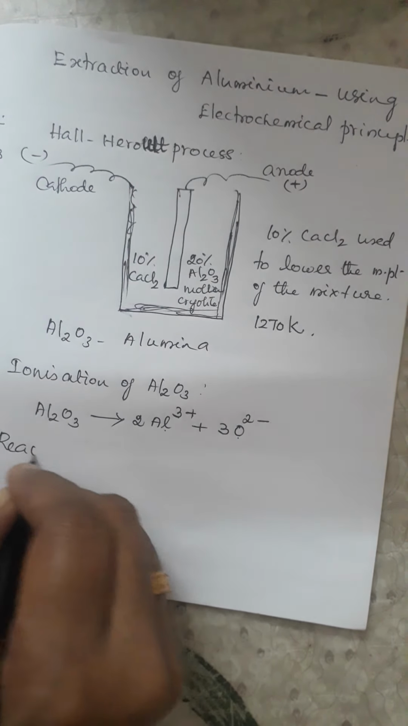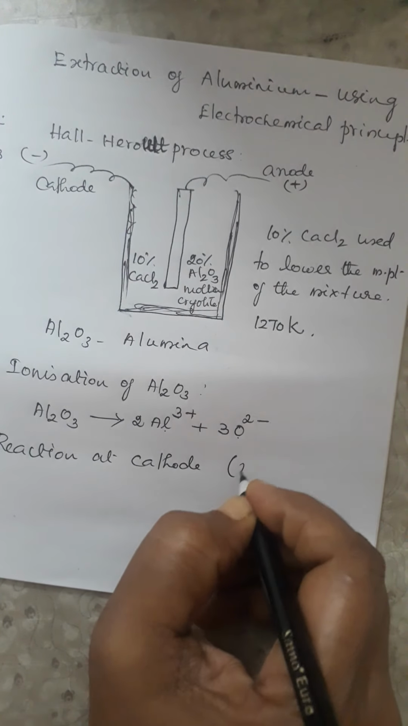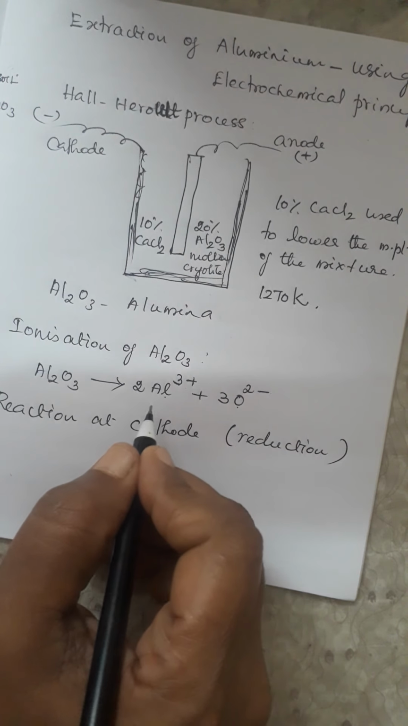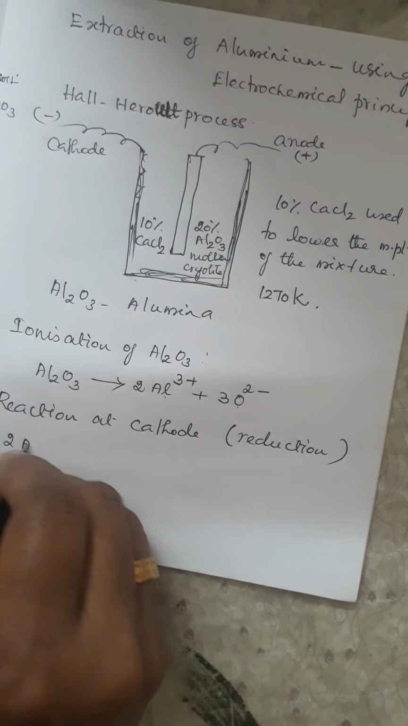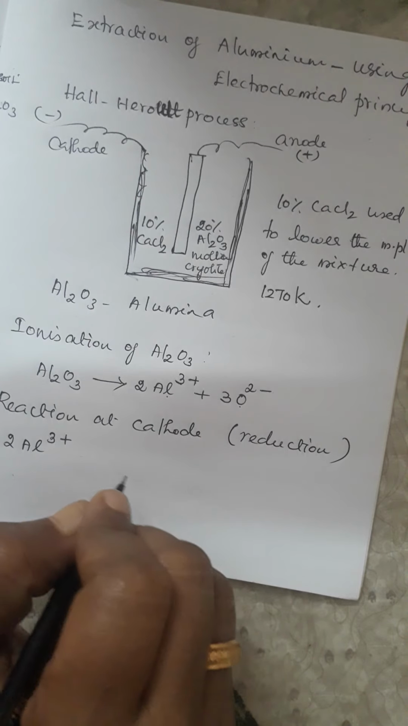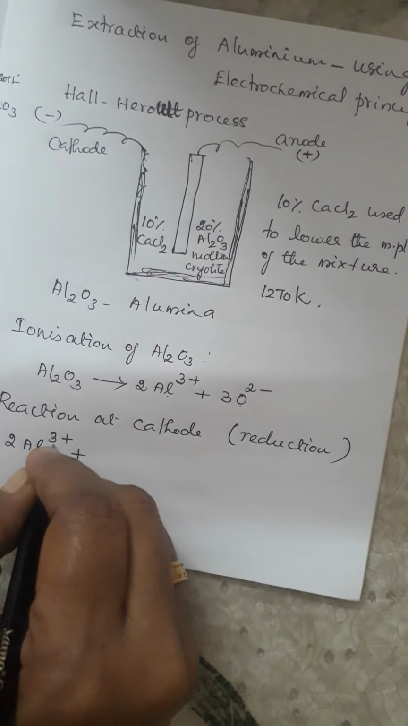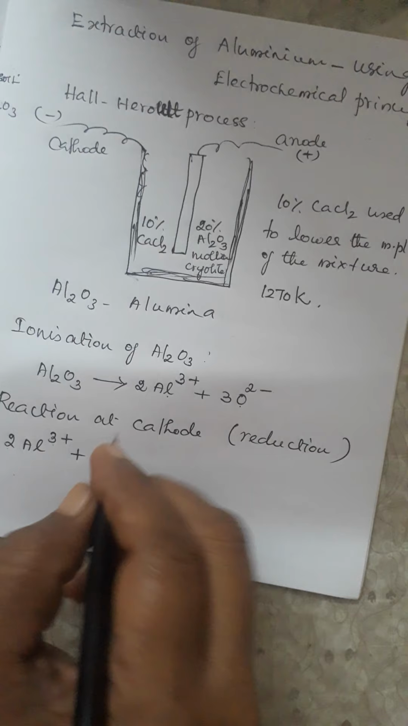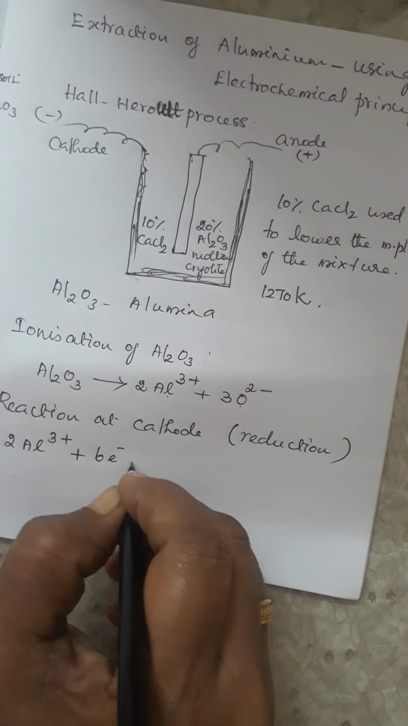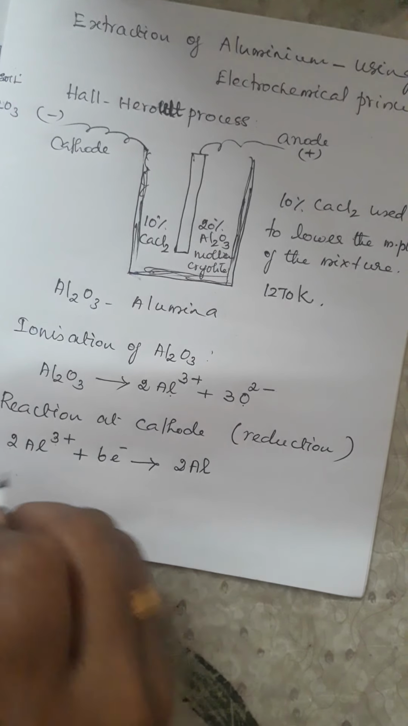And then reaction at cathode. At cathode usually reduction takes place, that you know. Therefore what will be reduced? The metal ion will be reduced. Therefore 2Al3+ is reduced. What is reduction? Reduction is gain of electron. Therefore 2 into 3 plus, 6 plus charges. Therefore 6 electrons are accepted by this ion or gained by this aluminium ion, and that is converted to 2Al.